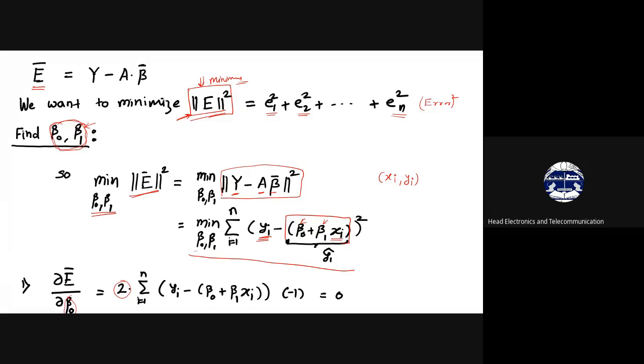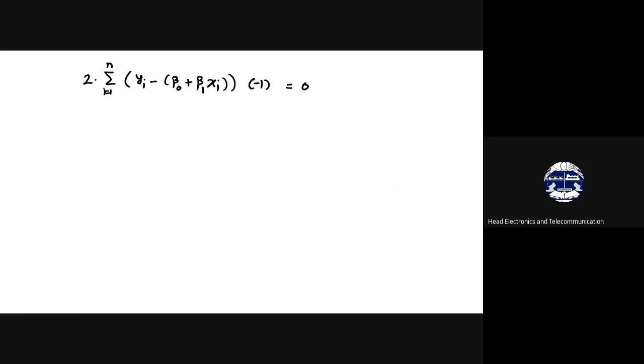So yi minus (beta 0 plus beta 1 xi) into minus of 1. Because of this minus 1, this will appear. If I simplify this, this will be my simplification. I can bring this summation inside. Now see what happens if I bring that inside. You have to check your signs also. Be careful about this minus.